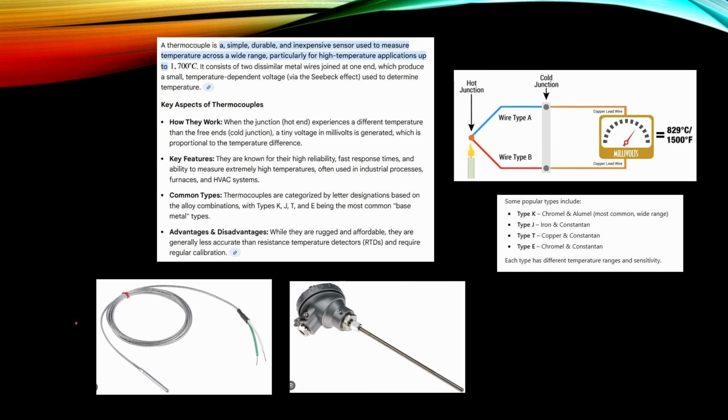In these pictures we see commercial thermocouples. On the left we have a wire, and at the end of this wire is this kind of end part, inside which is the so-called hot junction, which is the measurement location. And on the picture on the right we have another thermocouple model. It has a protective housing around the measurement junction.